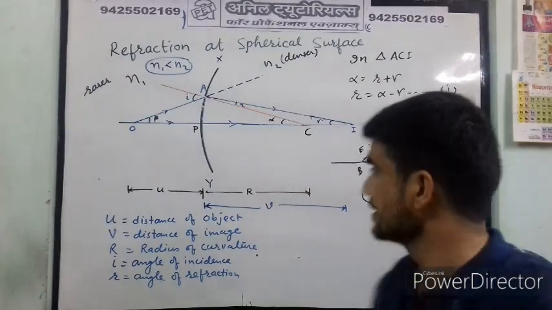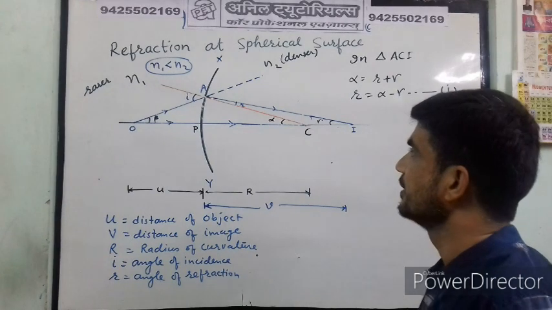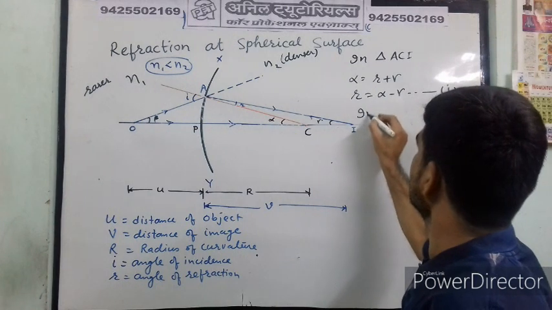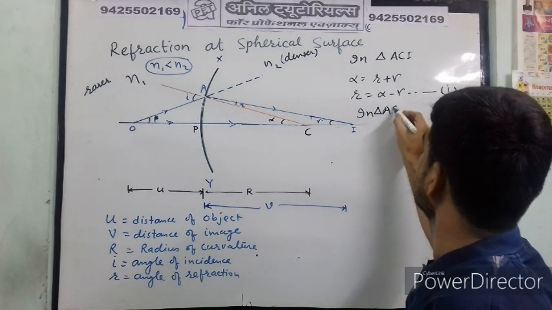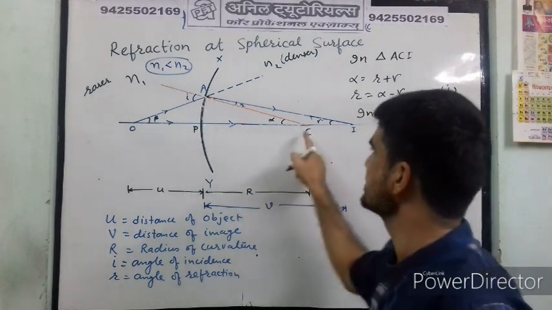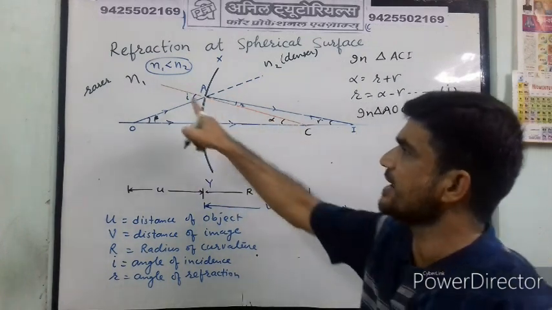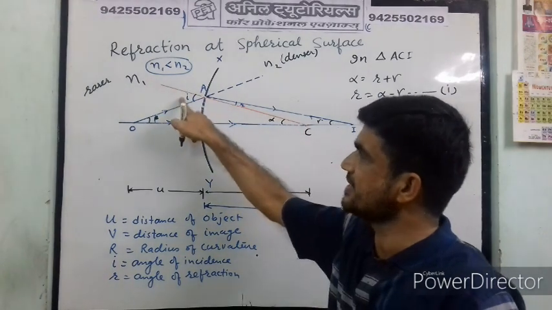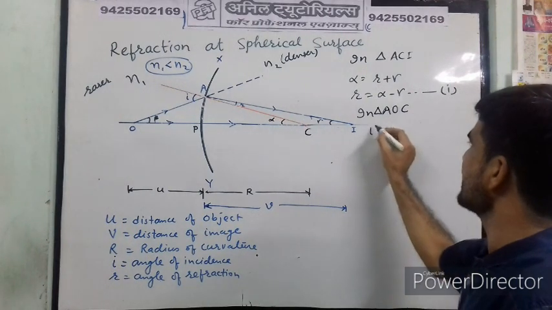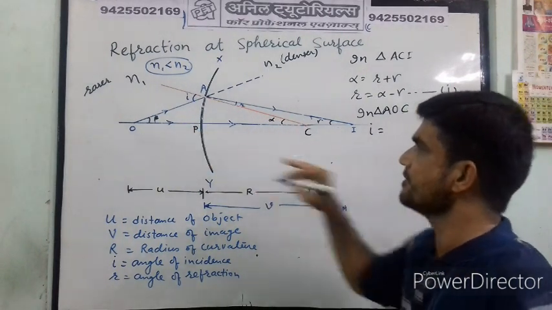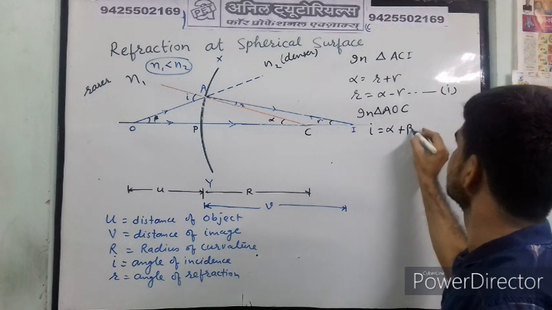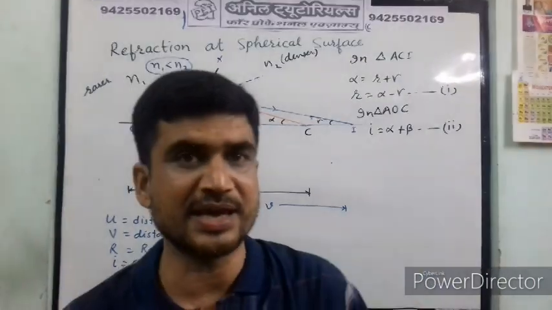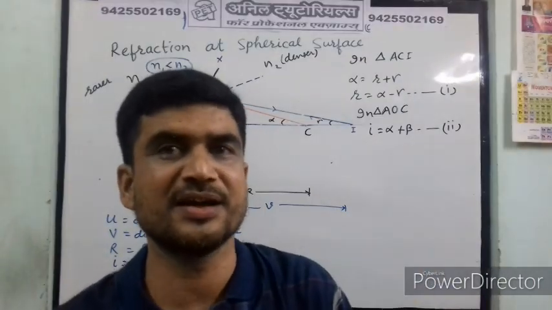Clear? Now one more triangle we can take. In triangle AOC, here I is the exterior angle. Just see, in this triangle this line is extended. So I is the exterior angle. So we can say I is equal to alpha plus beta. Okay, so we got angle I and angle R in terms of alpha, beta, gamma.